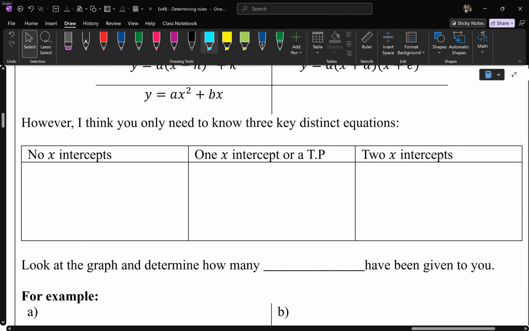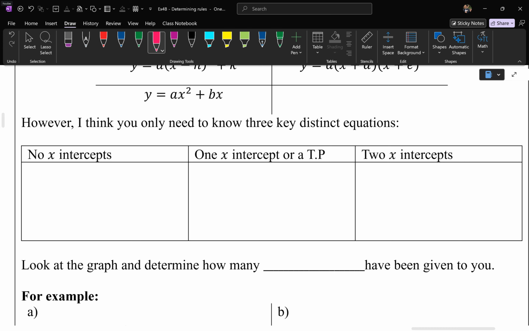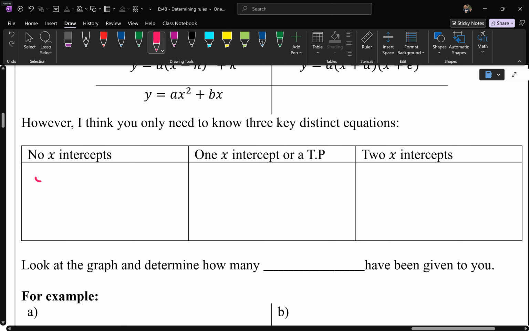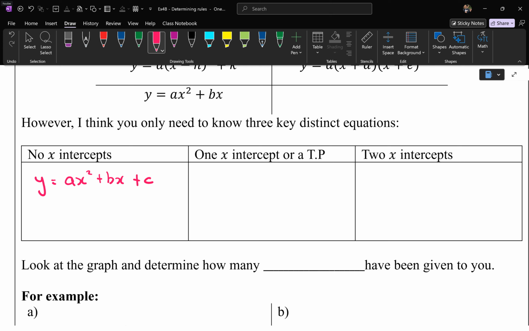I think you only need to know 3 key distinct equations. Here are your 3. When there are no x-intercepts, so they haven't given you anything, your general equation is likely the best bet. So they'll give you an equation where there's no x-intercept, so you can't even do any factorized form, and there's no turning point, so hence you can't even use a turning point form. That's your best bet.